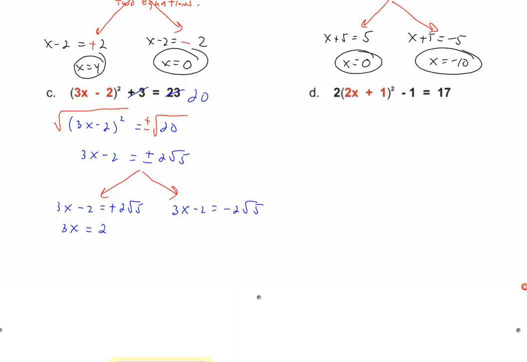So now we have 2 plus 2 times the square root of 5. Everybody okay with that? Right? All I did was add a positive 2 to both sides. How would you finish this? Of course, by dividing both sides by 3, right? And you end up with x equals 2 plus 2 times the square root of 5, divided by 3. That's our preferred format.